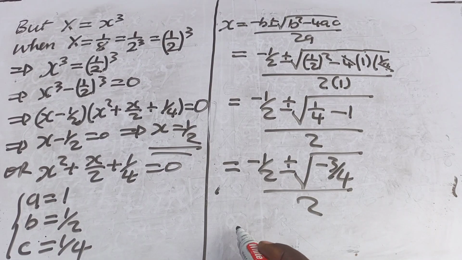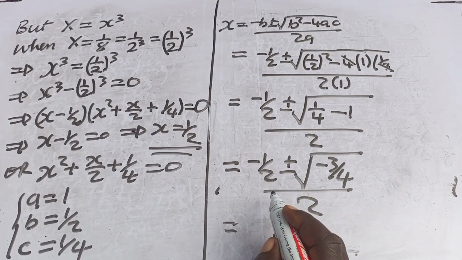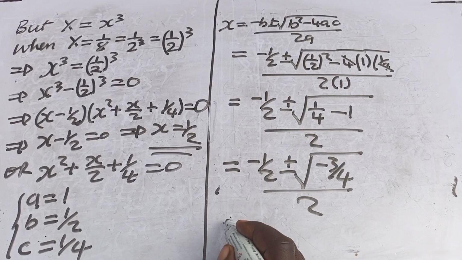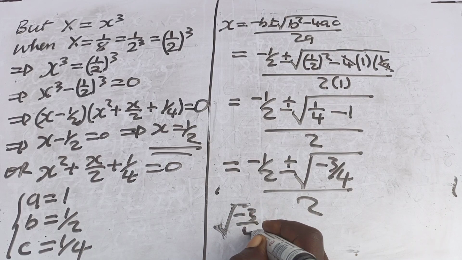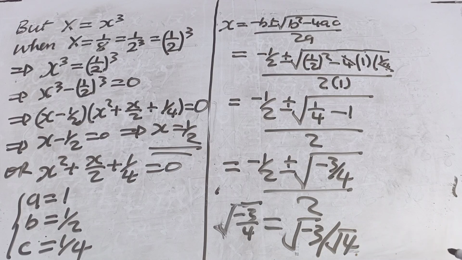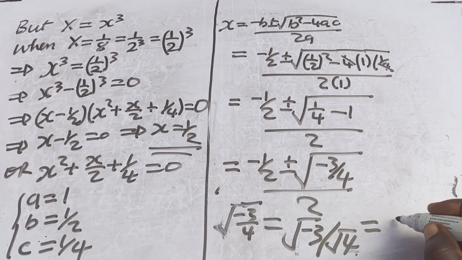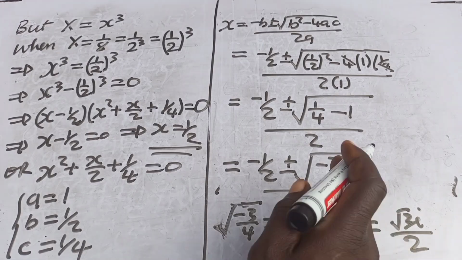Now, the root of negative 3/4 is simply root of negative 3 divided by root of 4. Now, root of negative 3 is simply root 3i, and then root of 4 is 2. We should remember that. We have been working with this already. So let's take this and put it there.